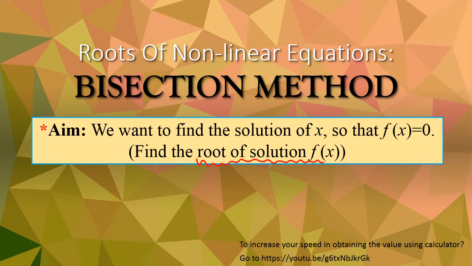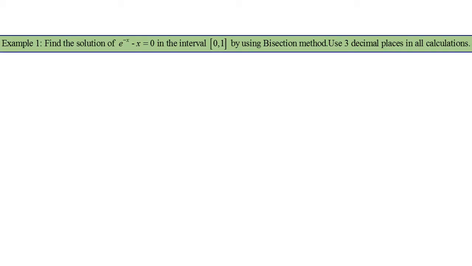Alright, let's look at example 1. Find the solution of exponential negative x minus x equal to 0 in the interval [0, 1] by using bisection method. Use 3 decimal places in all calculation. So you can see here you are given an interval [0, 1], where this is actually the initial value that you have to use in implementing the solution. The initial value is usually given in terms of interval.